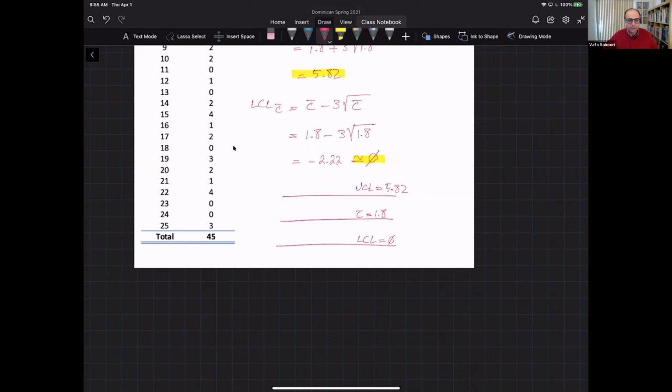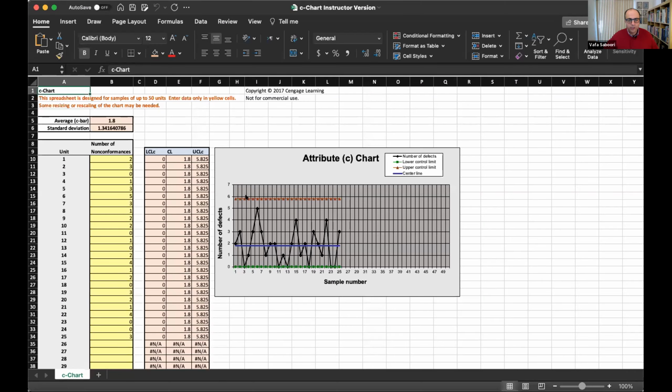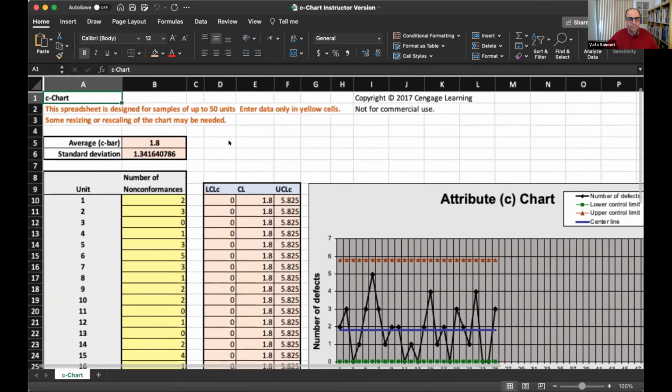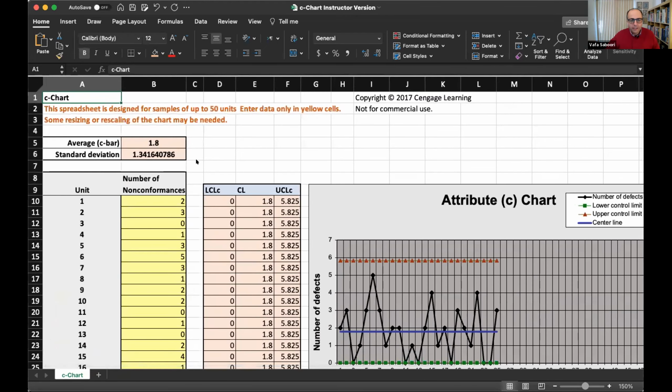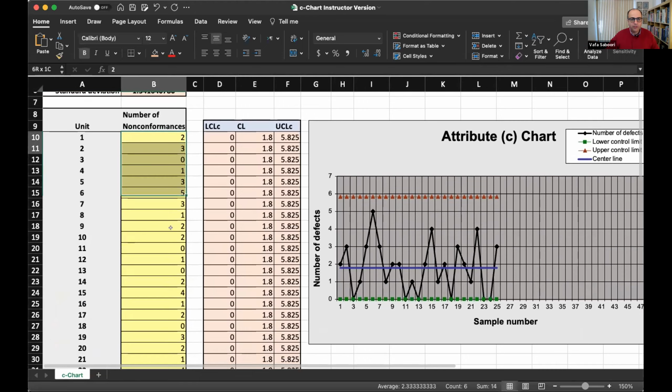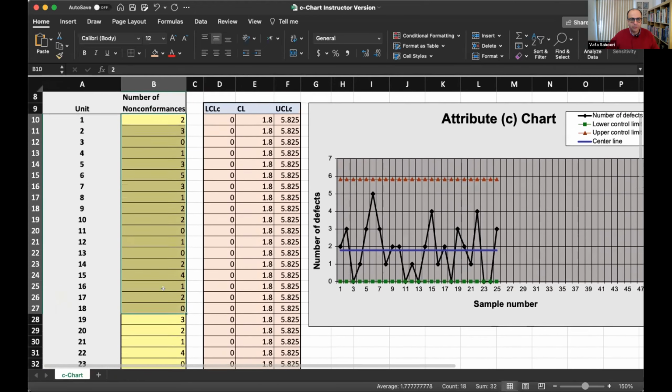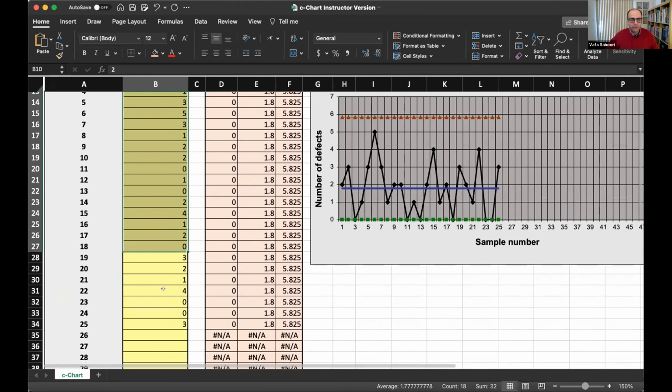The template that is available to us. So let's take a look at the template together real quick. Here is the C chart template. As you can see, again, the only thing that you need to enter is the number of non-conformances, okay? Number of defects, number of errors.